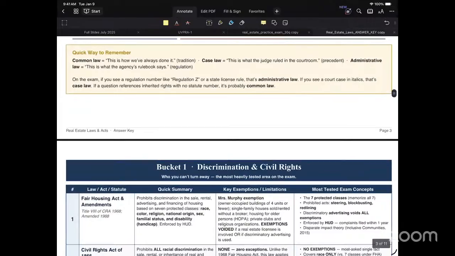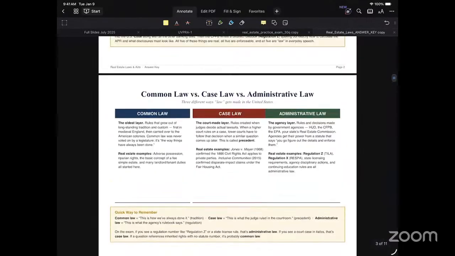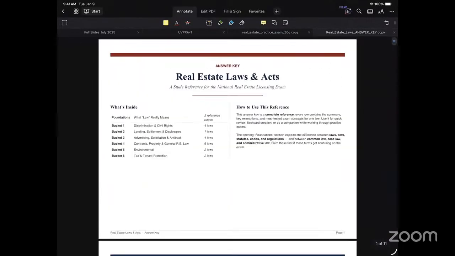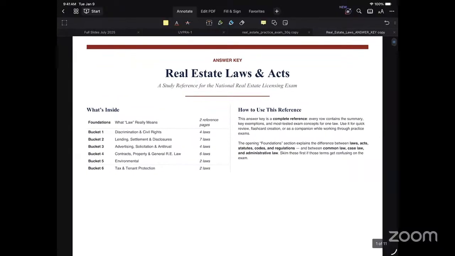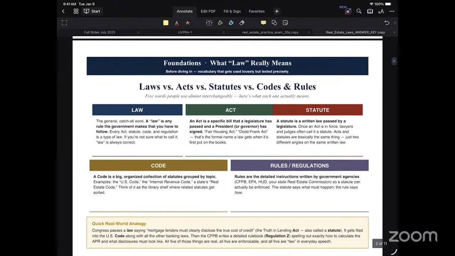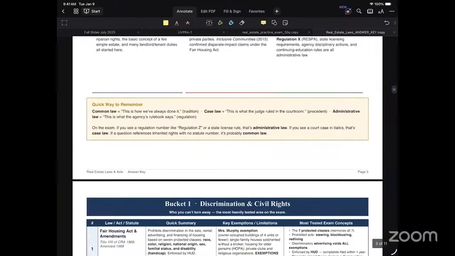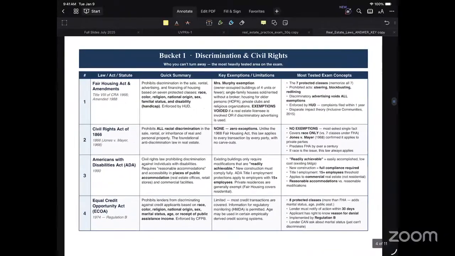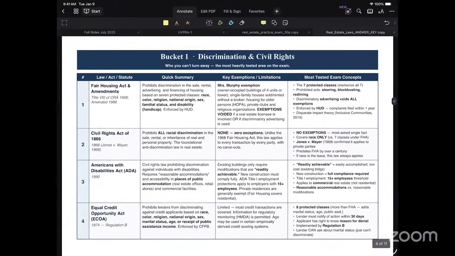But I'm thinking Chris and I will get together, and as you can see, this is a little cheat sheet on the different real estate laws and acts. What we want to do is go through and do a series of videos where we talk about the different laws on discrimination and civil rights, a short description of what the law is, and then most importantly, what are the most tested exam concepts?